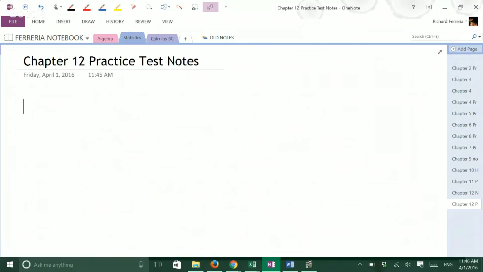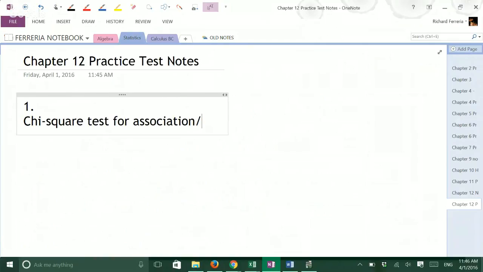Okay, so for number 1, this looks like a chi-square test for either association or independence. The idea here is that we're trying to see if these two are actually related, which should translate to, if they're related, that means that there's an association between them. So association and independence really are kind of the same thing. So that's what we're doing.